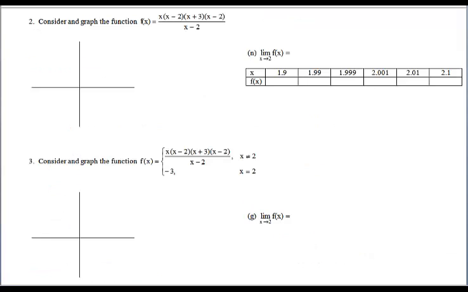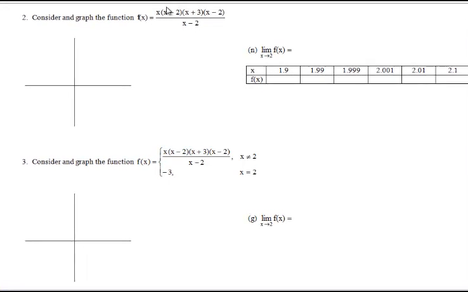Continuing our look at limits on the back of the worksheet, notice this new function, consider and graph the function f of x equals. If you just look at it and observe what's going on with this rational function, in example 1 we were dealing with a polynomial function. Here we have a rational, or ratio, or fraction. We have a rational equation. But notice the similarity with example 1. Here I've just inserted an extra factor in the numerator of x minus 2, but I've also included that common factor in the denominator as well.